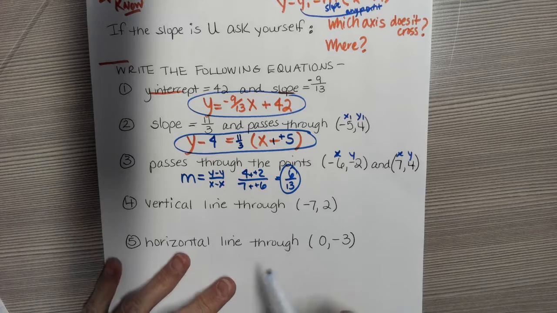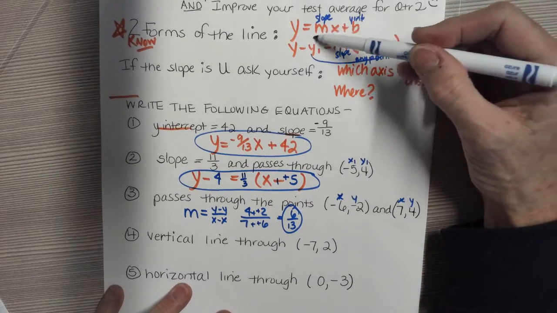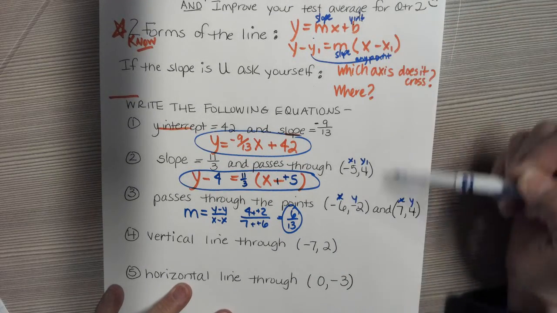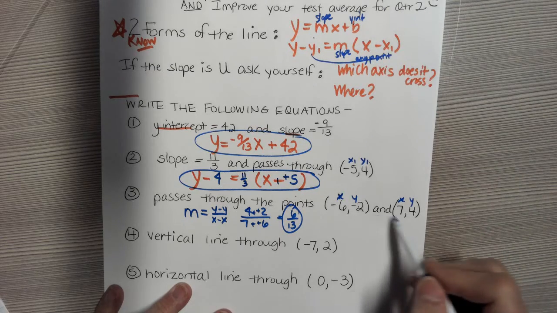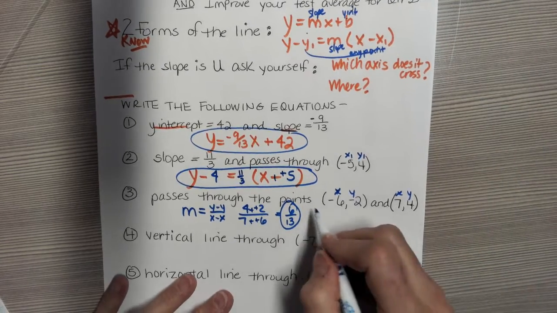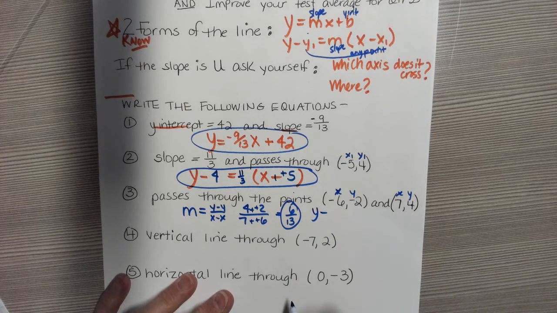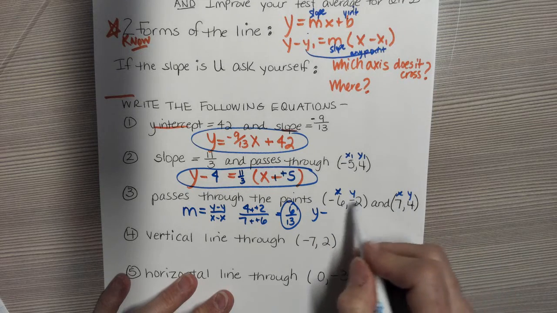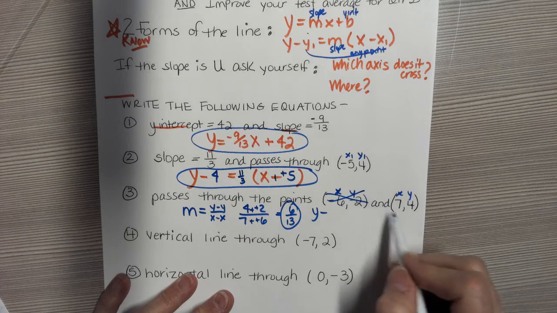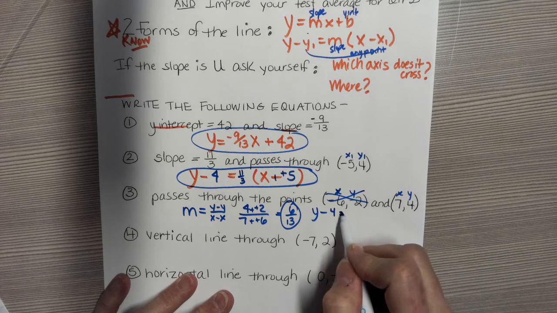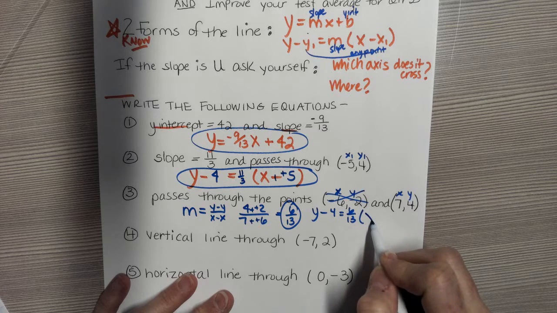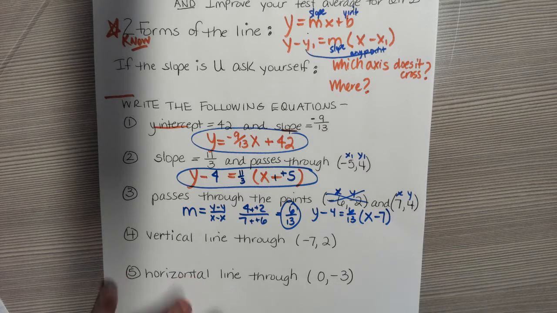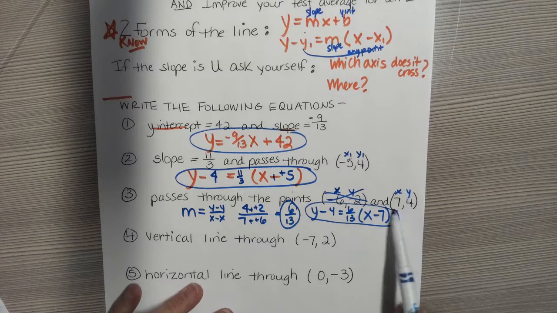Then, if you go back and check the two forms, slope and intercept, nope, I don't know the intercept. Slope and a point, sure enough, I actually have two different points I can use. So it'll be y minus, pick one or the other. I'm going to use this one because it's all positive. So y minus 4 equals 6/13 times x minus 7. That's it. That's your equation.